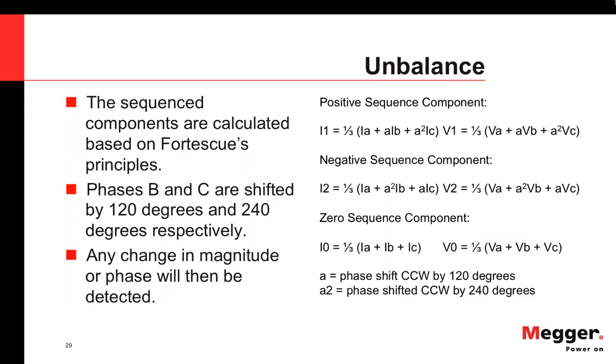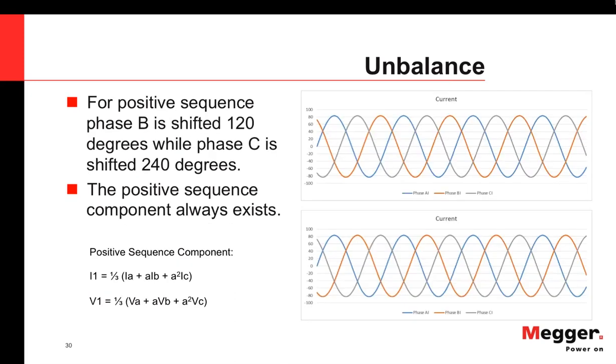Now, how do we calculate this, though? The sequence components are calculated based on Fortescue's principles. Basically, what we're doing is shifting phases B and C by 120 degrees and 240 degrees respectively, and any changes will be seen in that. Now, for a positive sequence, if I shift phase B 120 and phase C 240, I'm still going to end up being able to see three phases. That's what I'm showing here.